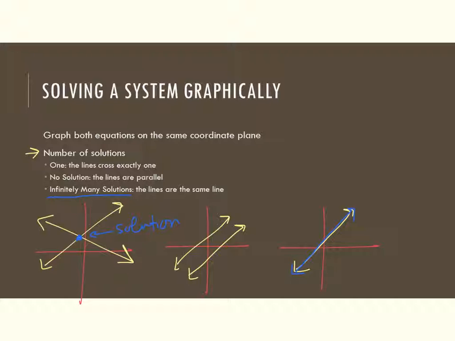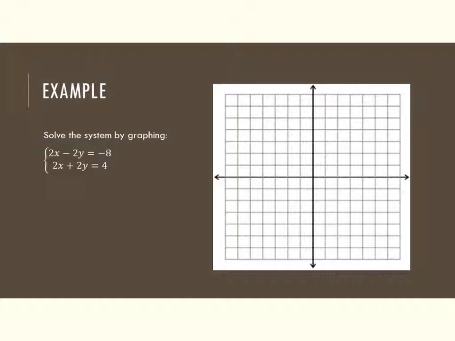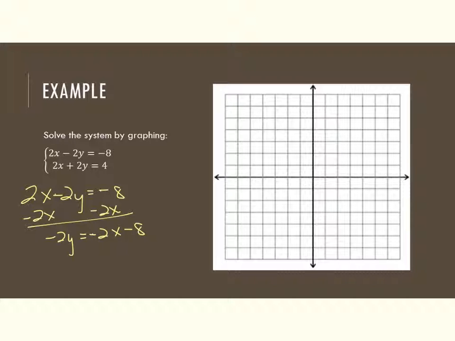Alright, so let's look at an example. So it will tell you solve by graphing, and in that case we're going to graph. So if I take the first one here, and I first of all want to get it into slope-intercept form, so I'm going to move the 2x to the other side. So negative 2y, don't drop that negative in front of the 2y. Negative 2x minus 8 divided by negative 2. Y equals x plus 4.